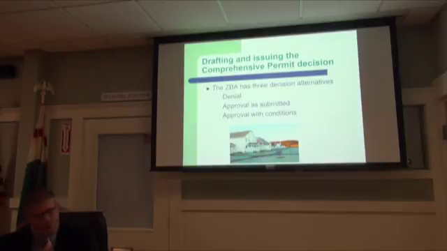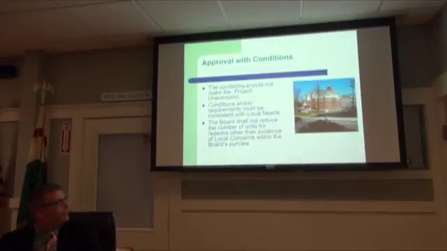Drafting and issuing the comprehensive permit decision, I think we covered this already. There's three alternatives: denial, approval as submitted, which never happens, and approval with conditions. Approval with conditions and/or requirements have to be considered in the aggregate.